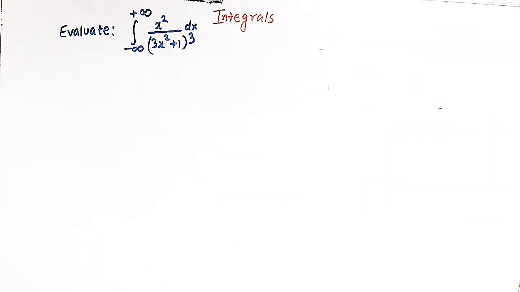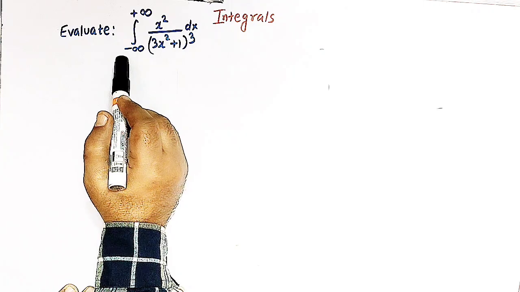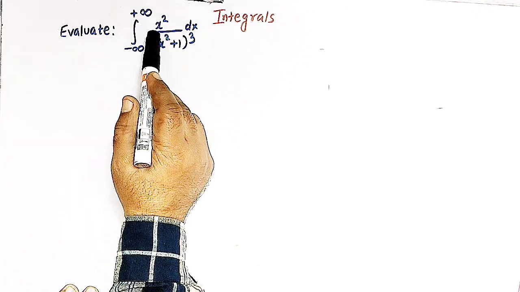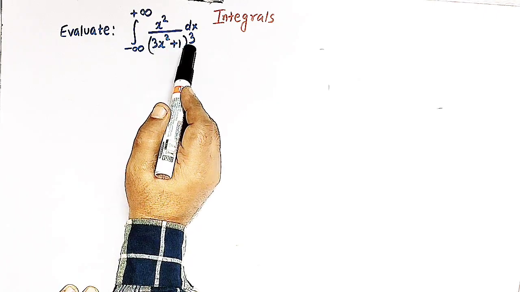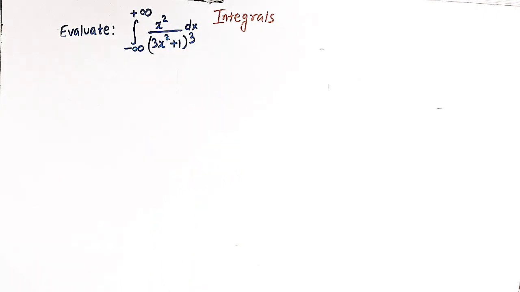Hello viewers, in today's session we are going to discuss another important and conceptual problem from integrals. And in this class we are going to evaluate this integral with the help of the concept of beta and gamma functions, right? So here we have to evaluate this integral from minus infinity to infinity, and the integrand is x square divided by the cube of 3x square plus 1, and we have dx, right?